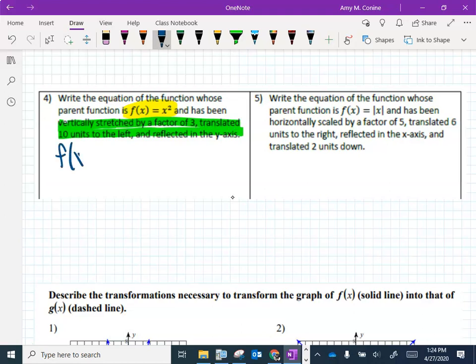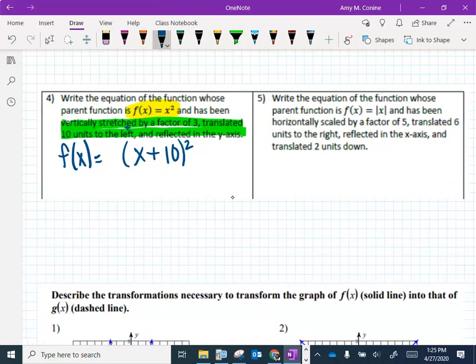So f of x is going to equal, okay, again, this isn't the right order, but they're listing what you would do. It translated 10 units to the left. It's a shift horizontally. Left, if you remember, is going to be plus, so we're going to do x plus 10, the whole thing squared.